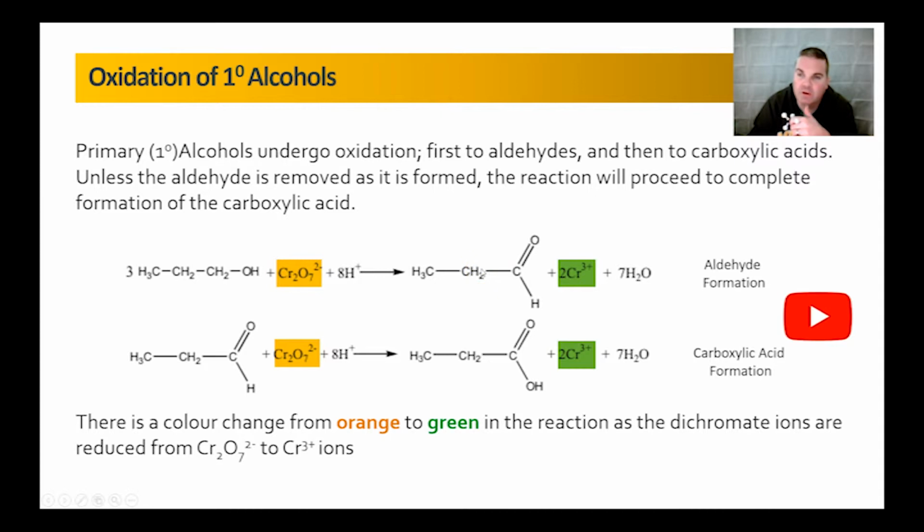Now, primary alcohol actually goes through a two-step formation. It firstly oxidizes to an aldehyde. So you can see the difference in the functional group here to here, and then that aldehyde continues to oxidize to a carboxylic acid. So there's two possible products out of primary alcohol oxidation. The key thing is to be able to understand the color change from orange to green.